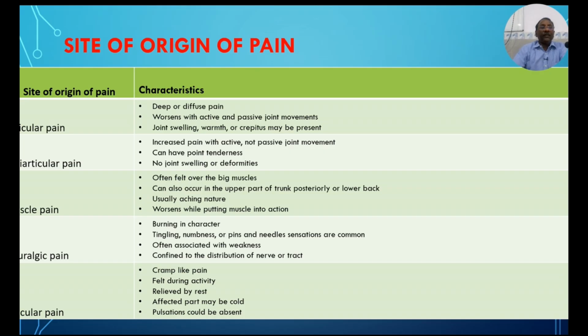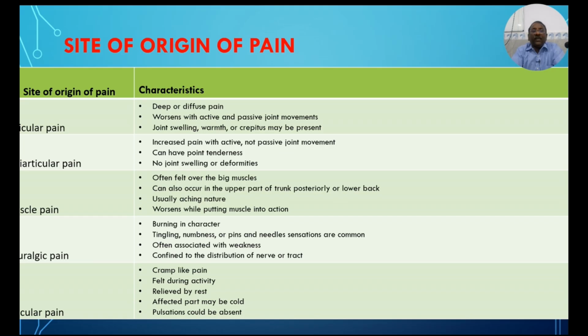So what about the pain? Is it articular, periarticular, muscle, neuralgic, or vascular pain? Articular pain is a deep and diffuse pain. It worsens with both active and passive joint movements. Joint swelling, warmth, and crepitus may be present because of synovial involvement. So this is articular pain.